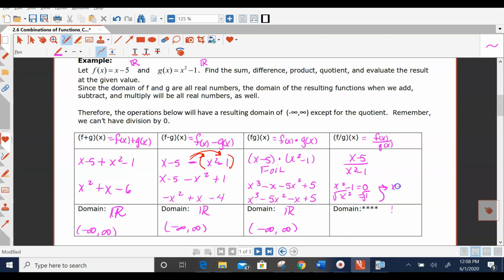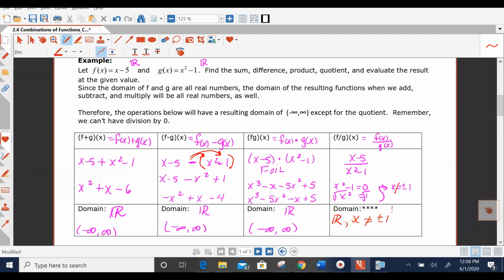When I do that, I have to remember to put in the plus or minus. So if x was equal to plus or minus 1, that would give me division by 0. So what I have to do is say x can't be plus or minus 1. So my domain would be all real numbers such that x can't be plus or minus 1.